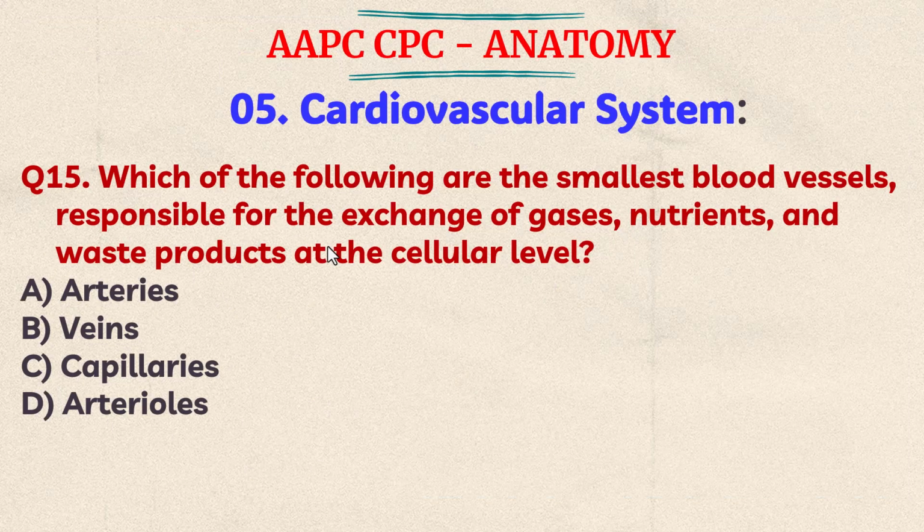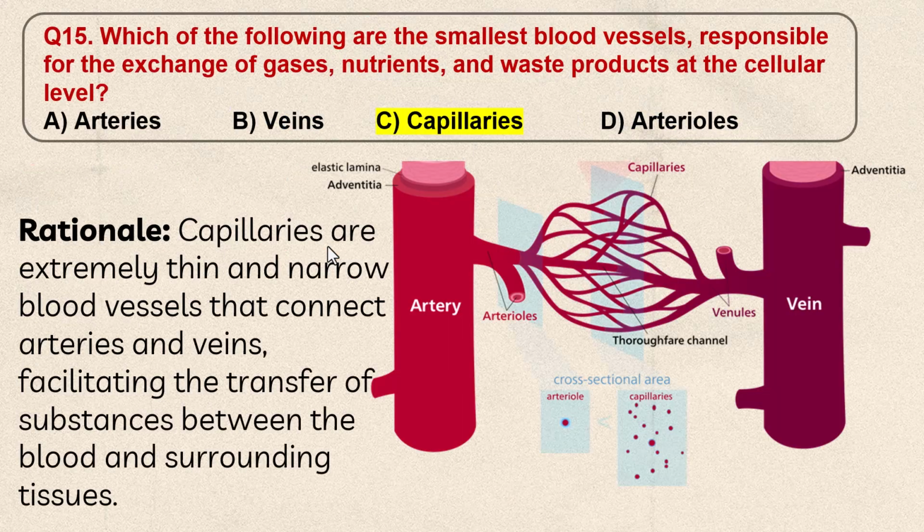Question number 15. Which of the following are the smallest blood vessels responsible for the exchange of gases, nutrients, and waste products at the cellular level? A. Arteries. B. Veins. C. Capillaries. D. Arterioles. The correct answer is C.